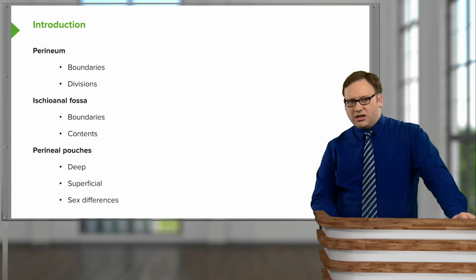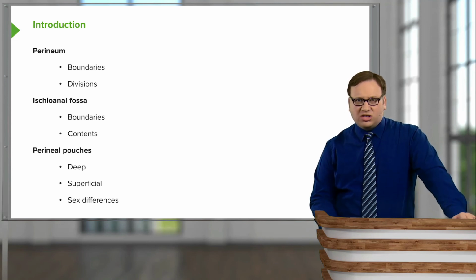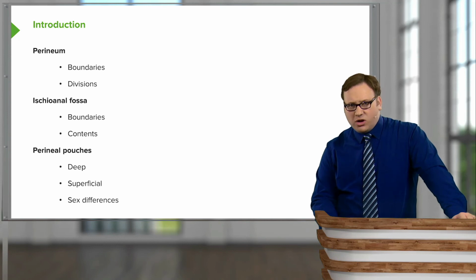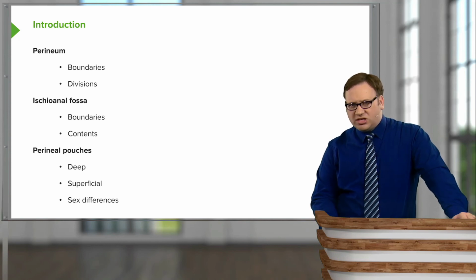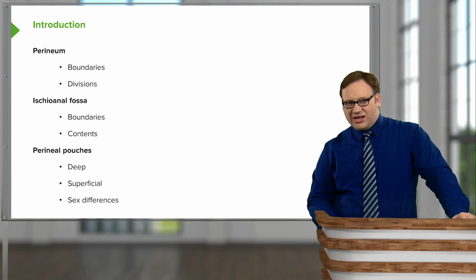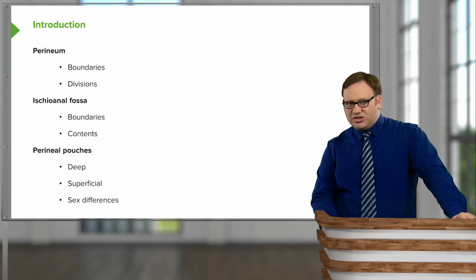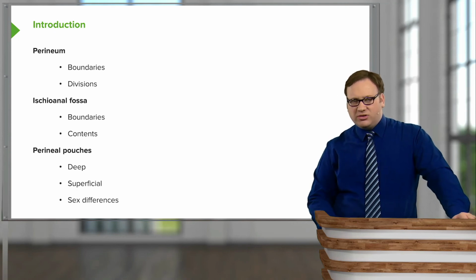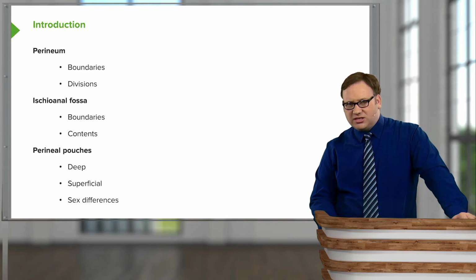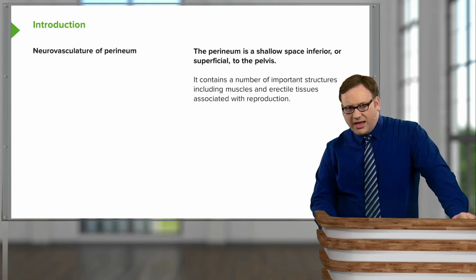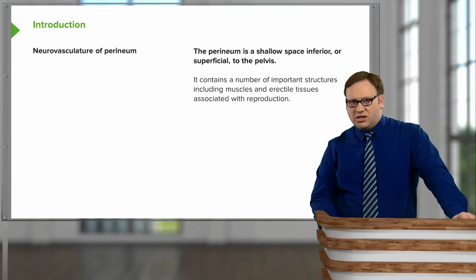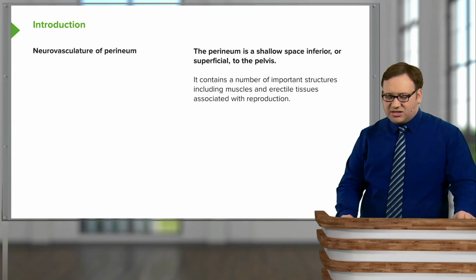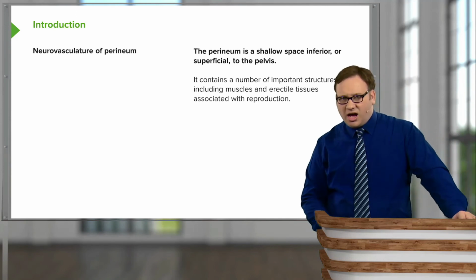the ischio-anal fossa. We'll look at its boundaries within the perineum and also its contents. And then we'll go on to look at the perineal pouches. And these can be particularly complicated. The deep and the superficial perineal pouches, and some sex differences we find for the male and the female. And then we'll look at the neurovasculature of the perineum and return to the internal pudendal artery.